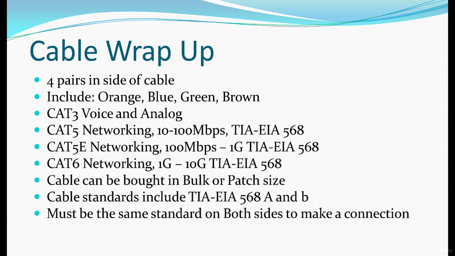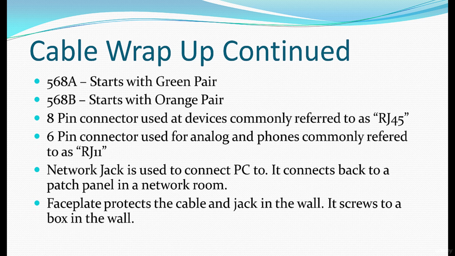Cat 5e is networking as well, 100 megabits a second up to 1 gig. Uses TIA/EIA 568 A or B. Cat 6 used for networking is a gig up to 10 gigs, and it also uses a TIA/EIA 568 standard, either A or B. Cables can be bought whether in bulk or patch size. Cable standards include TIA/EIA 568A and B, and again, they must be A or B on both sides so that you can make a connection.